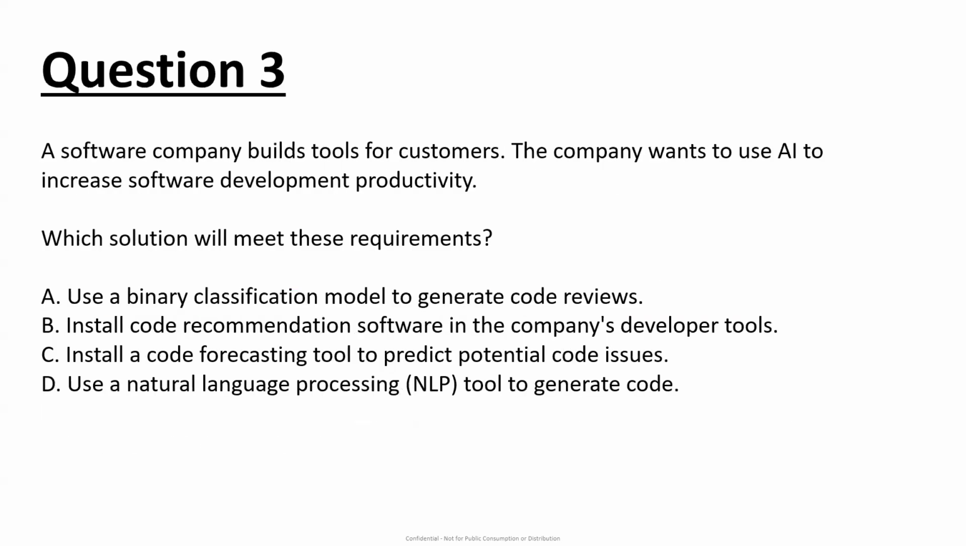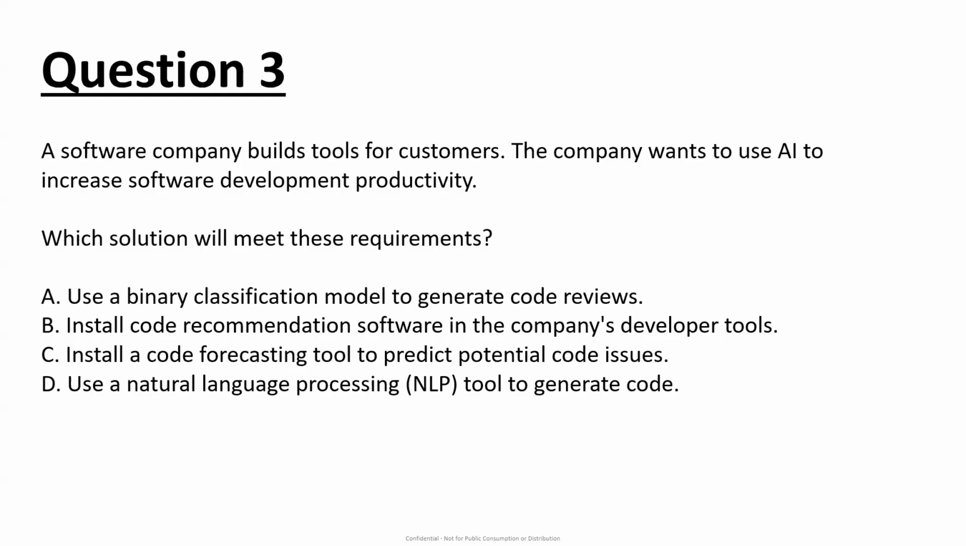Question 3, a software company builds tools for customers. The company wants to use AI to increase software development productivity. Which solution will meet these requirements? A, use a binary classification model to generate code reviews. B, install code recommendation software in the company's developer tools. C, install a code forecasting tool to predict potential code issues. D, use a natural language processing tool to generate code.